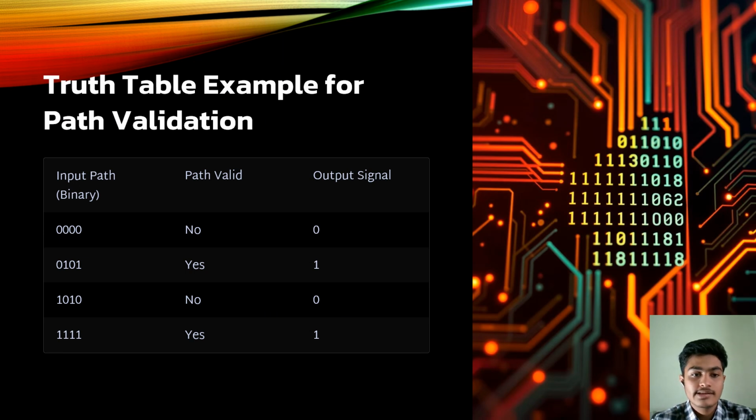Truth table example for path validation. This is basically the truth table in which the input paths are 00, 01, 10, 11. Path valid: no, yes, no, yes. Output signal: 0, 1, 0, 1.